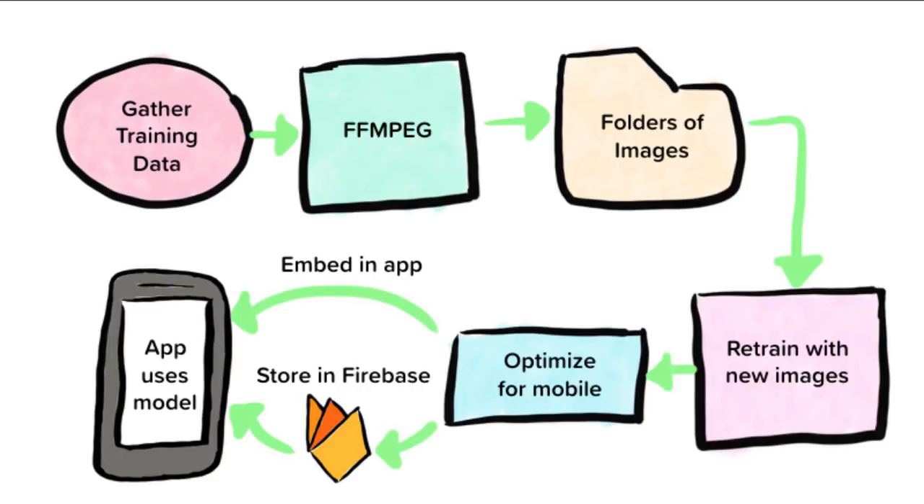Okay, so there's 6 steps that I've followed in order to get to what I have today. We'll go through each of these steps in detail. The basics are that we want to gather some training data, process it into some image folders, retrain our model, then optimize this model for mobile devices, and then put it in an app. Okay, so how do we do this?